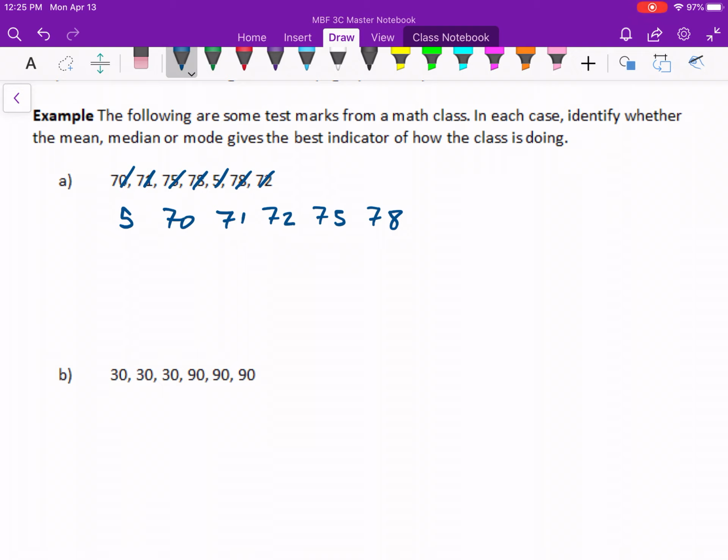So when they're in order, the median is very easy to see. So I see that there's 6 pieces of data, and 6. Oh, I forgot to write down that second 78. There we go. There's 7 pieces of data, and the middle one is the 72. So this is our median.